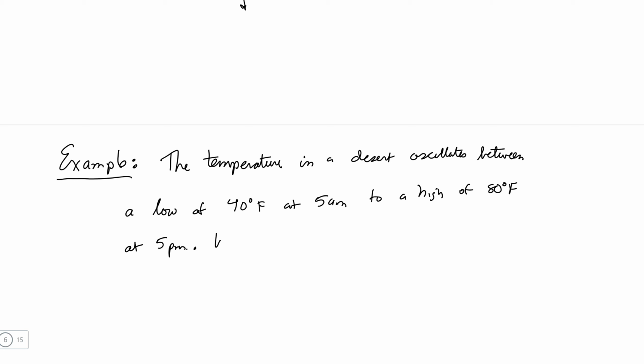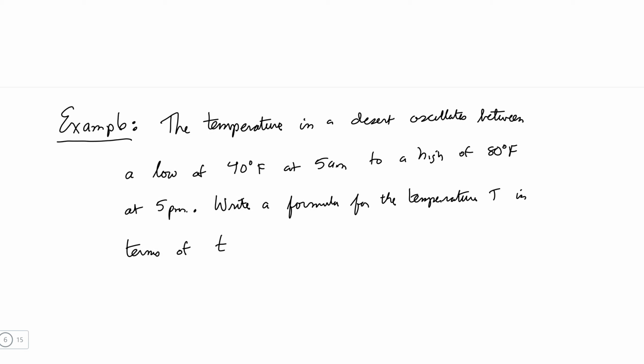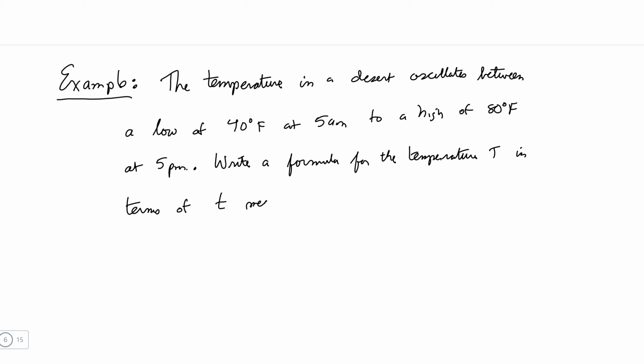And so let's go ahead and write a formula. There's lots of ways to do this. We could use sines, we could use cosines, there's ways to shift and whatnot. So let's just pick one of them. A formula that describes the temperature, T, and let's make our t measured from 5 a.m. So that'll make things a little bit easier for us.